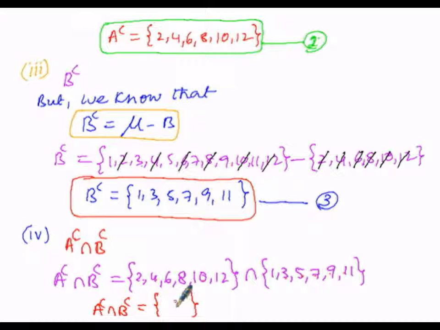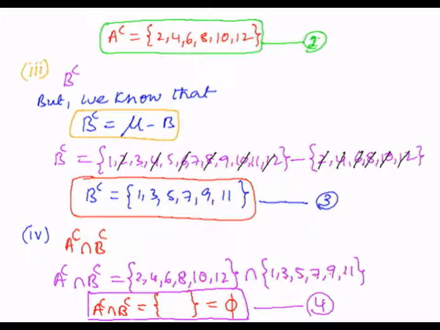In case there were common elements, we would have written them within the brackets. Since there are no common elements, we write the set consisting of no elements, which is written as phi. In this manner we got A complement intersection B complement equal to phi, that is the empty set. So let us write this as the fourth one.